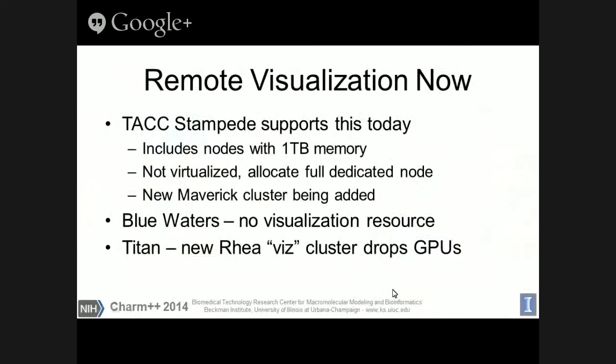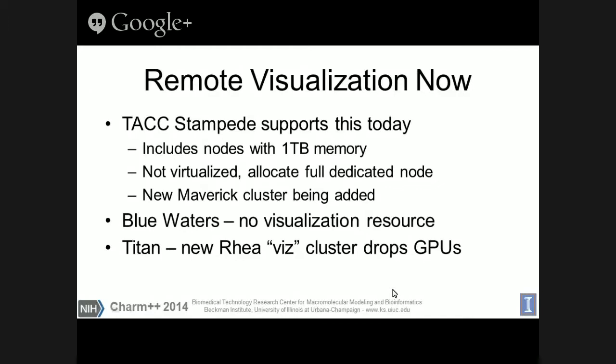Texas is actually leading the way on this. The Stampede cluster has nodes that have a terabyte of memory. It's not virtualization like is being worked on, but you basically allocate an entire node. It just works. They've got the new Maverick cluster. Blue Waters doesn't have a visualization resource. Titan nominally has one, but the new cluster they added doesn't even have GPUs on it. So that's not going in the right direction from our viewpoint.